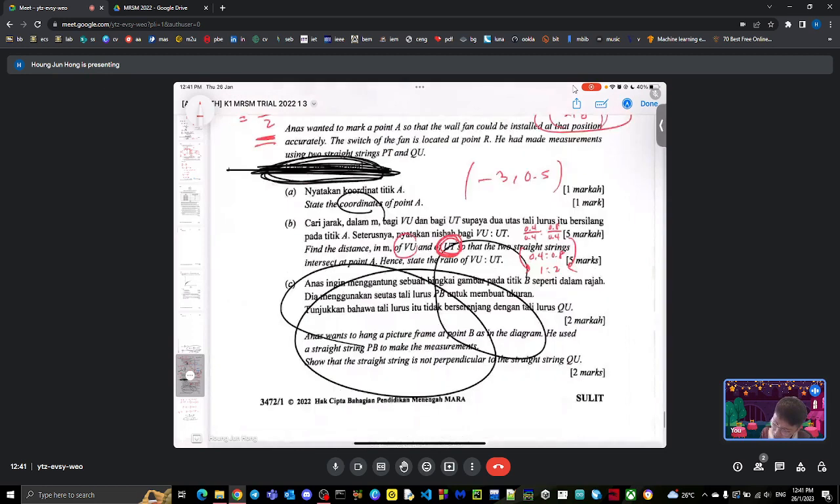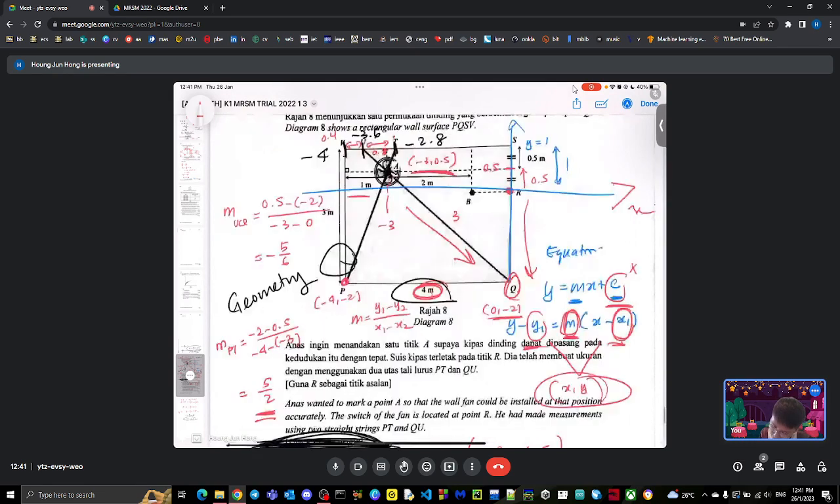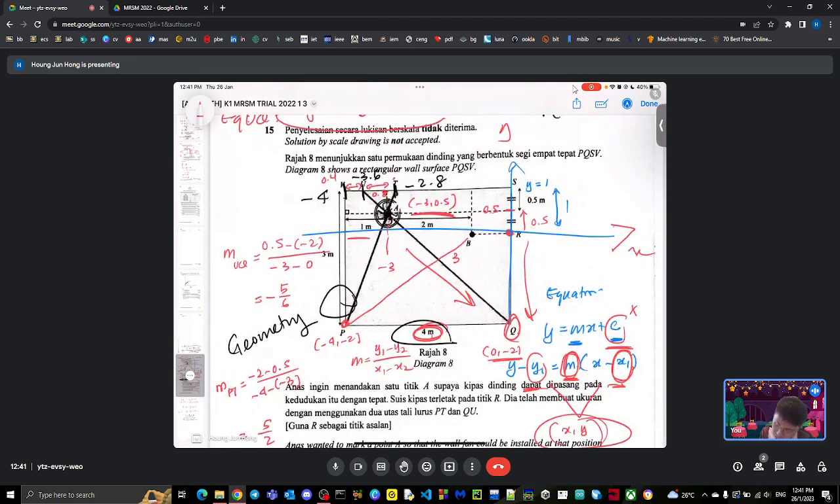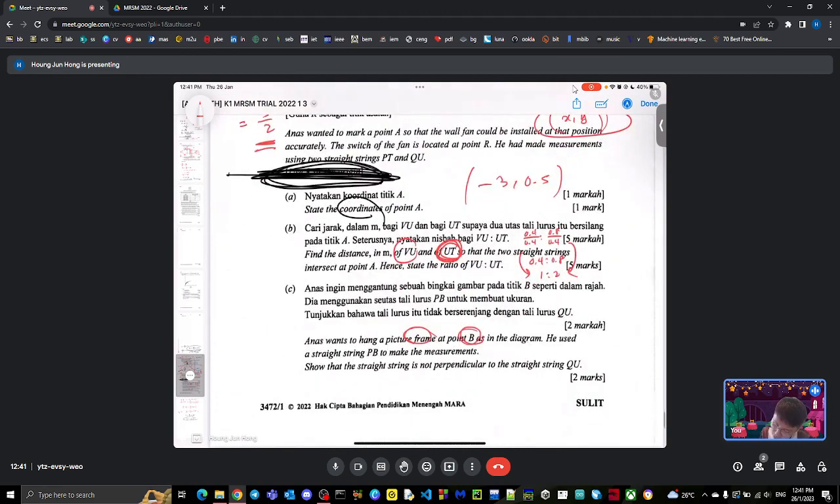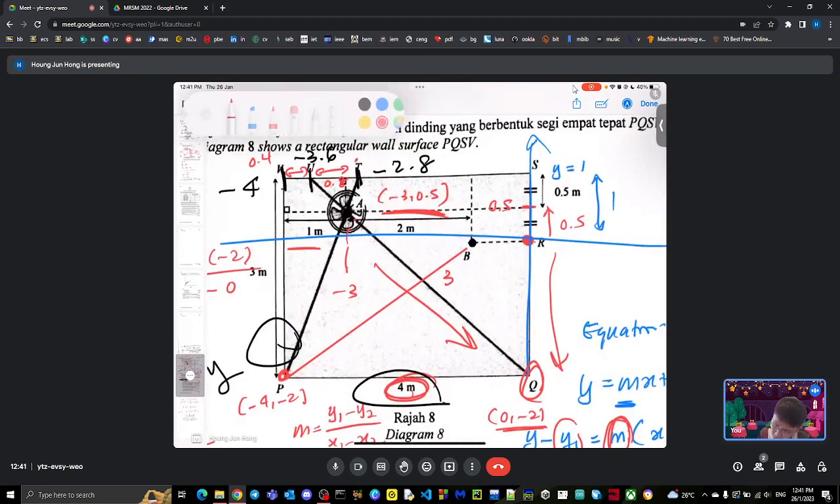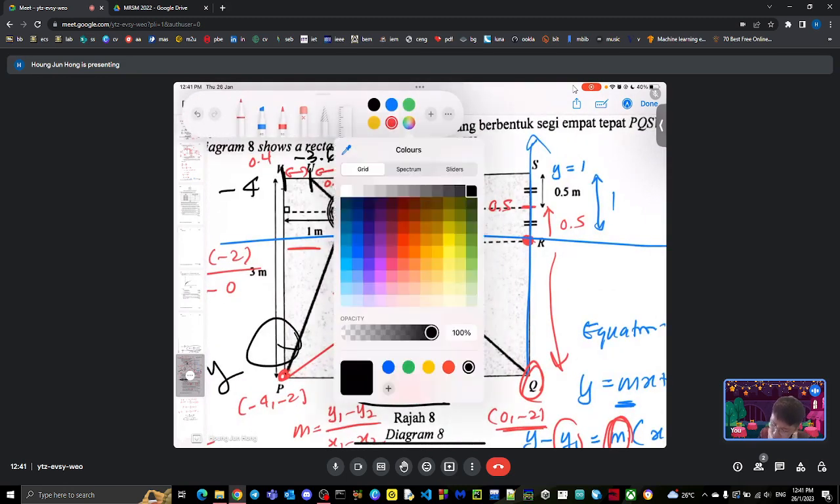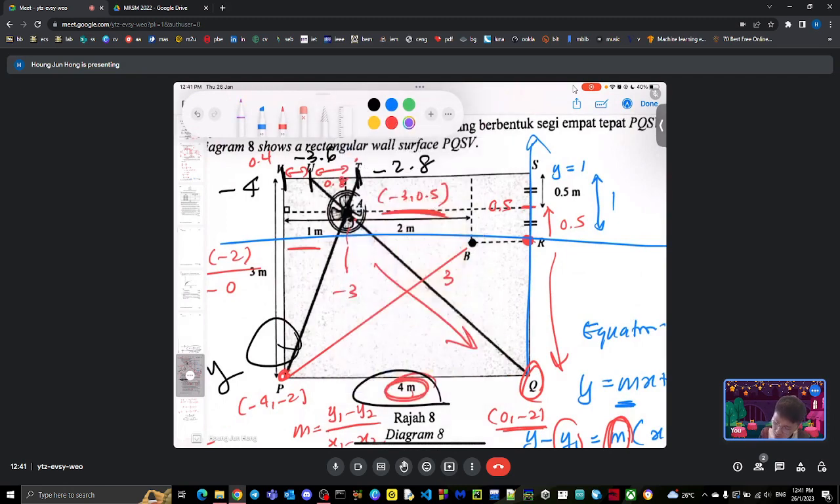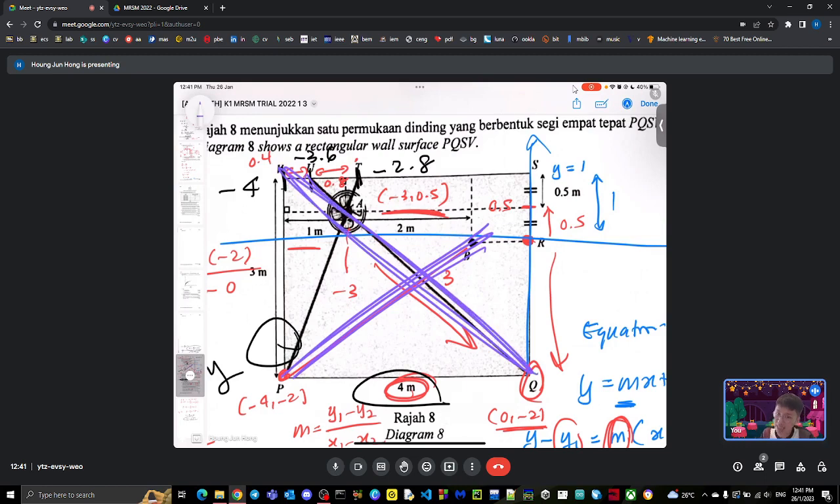Lastly, question C. She wants to have a picture frame at point B, and it has a straight line PB. So PB, oh, this is getting complicated. You have PB here. Prove that the straight line is not perpendicular to the straight string QU. So let me just change the color. I'm running out of colors. The purple. So this line and this line, prove that they are not perpendicular.